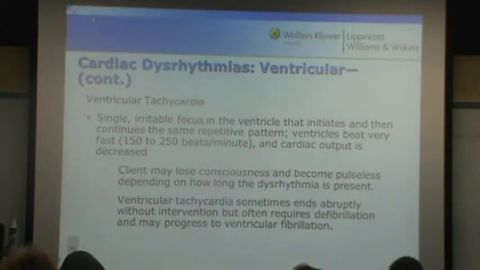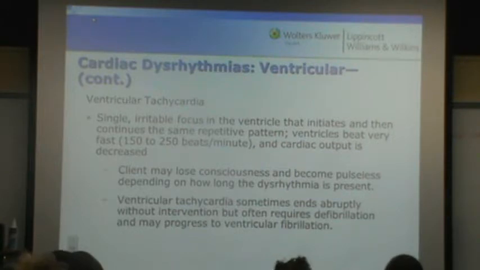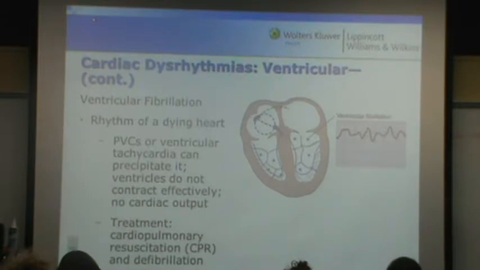So the big thing here is it's very regular, it's fast. There are no P waves, right? Because it all originates in the ventricles. The SA node is doing absolutely nothing here. The bad thing is that if it is persistent, it can lead to VFib, which is even worse because that is definitely a non-perfusing rhythm.